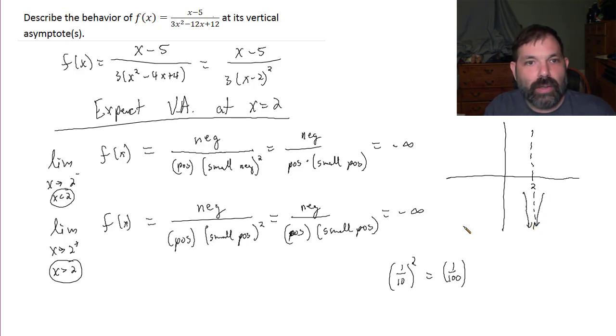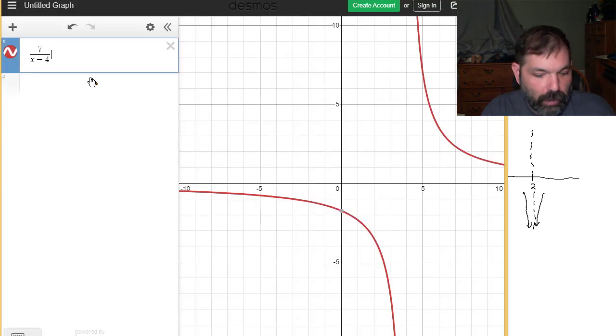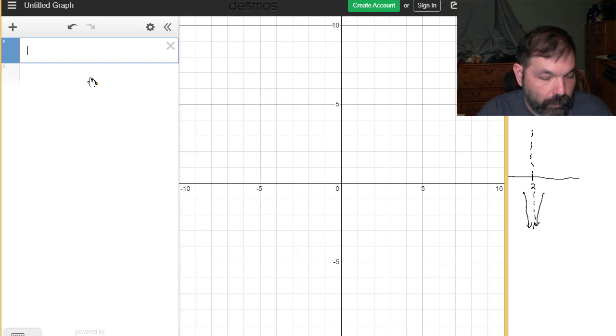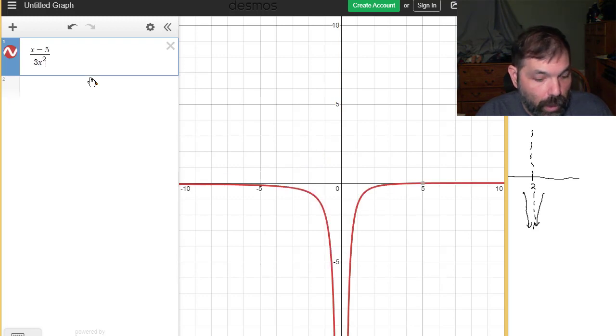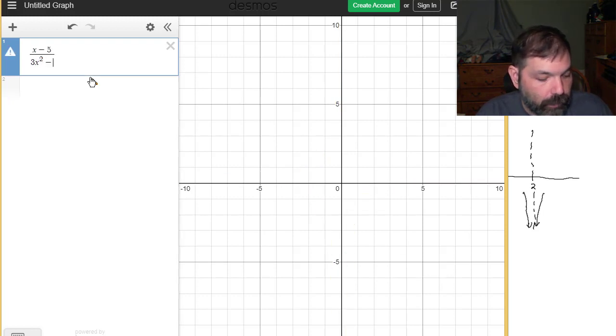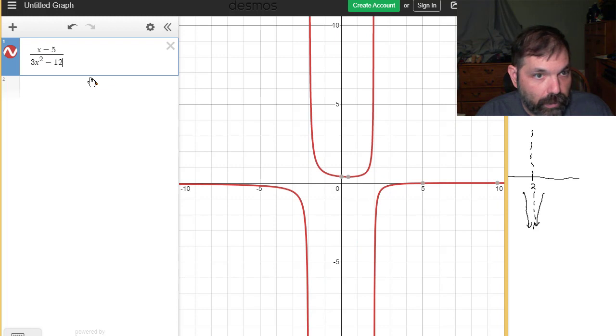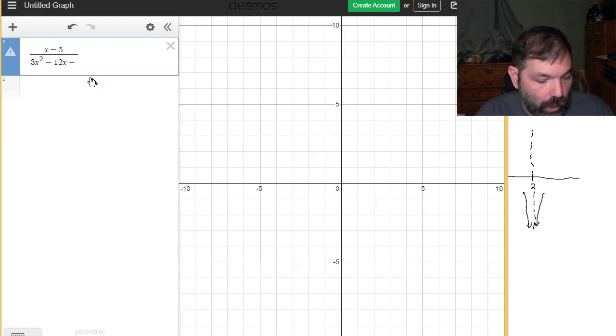Let's go ahead and verify this one. x minus 5 over 3x squared minus 12x plus 12. Let me graph that. So x minus 5 over 3x squared minus 12x plus 12.